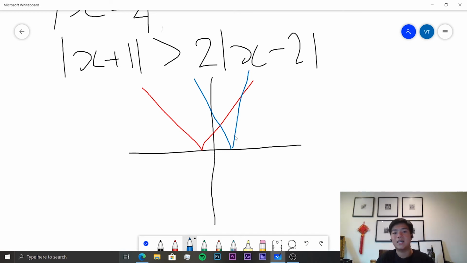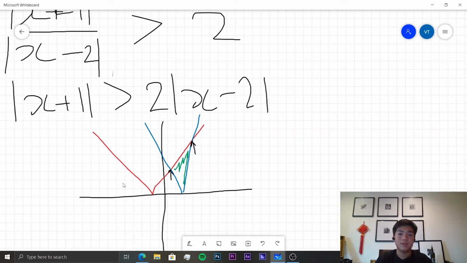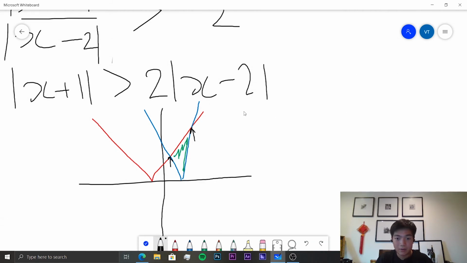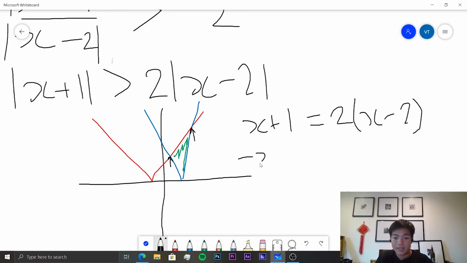I guess the question is, how do you find it graphically? I mean, it's clearly this area here. So I guess we have to find intersections. I guess we'll just solve them manually. So we know there's an intersection here, and we know there's an intersection up here. And what I would assume is that those two intersections are when x plus 1 equals 2 times x minus 2, and when negative x minus 1 is equal to 2 times x minus 2. So let's just solve these.